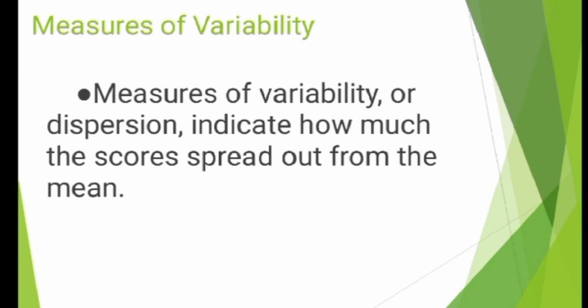Measures of variability or dispersion indicates how much the scores spread out from the mean. This means measures of variability like range, variance, and standard deviation show how much individual scores deviate from the average or mean. It indicates the degree of spread or dispersion in a data set.